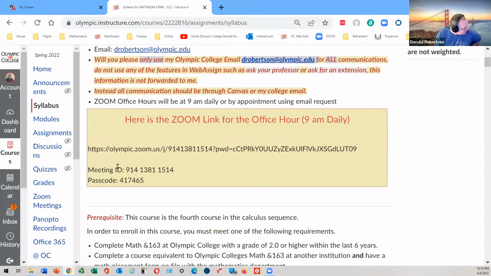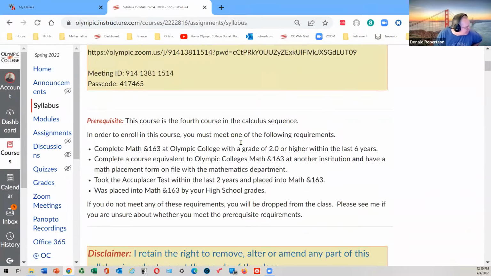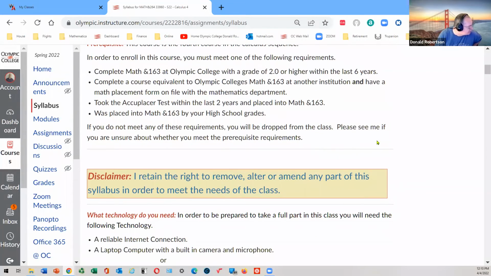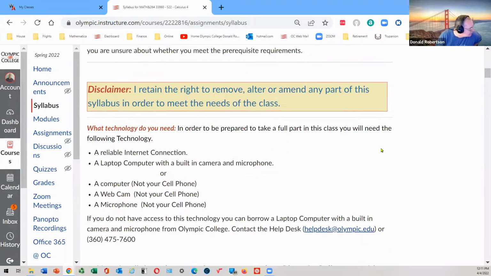There's a Zoom link, and again I got it right, so there's only one place I need to fix for the office hours. And you shouldn't be able to take this class unless you've got the prerequisite. For most of you, it's that you passed 163 and got a 2.0 or better, but for some of you it might be some kind of test like Accuplacer or whatever.